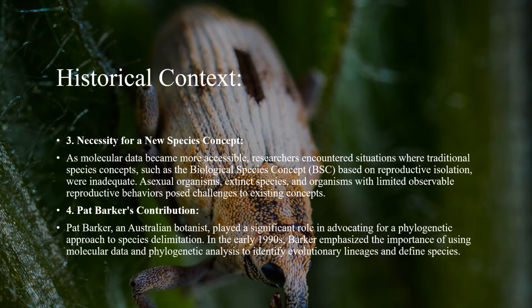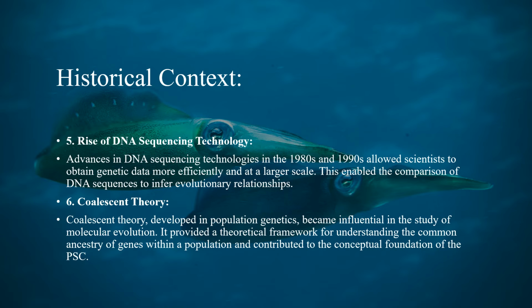Another contribution to the phylogenetic species concept was made by Pat Barker, an Australian botanist who played a significant role in advocating a phylogenetic approach to species delimitation. In the early 1990s, Barker emphasized the importance of using molecular data and phylogenetic analysis to identify evolutionary lineages and define species. As we just talked about, the rise of DNA sequencing technology in the 1980s and 1990s allowed scientists to obtain genetic data more efficiently and at a larger scale. This enabled scientists to compare DNA sequences to infer evolutionary relationships.